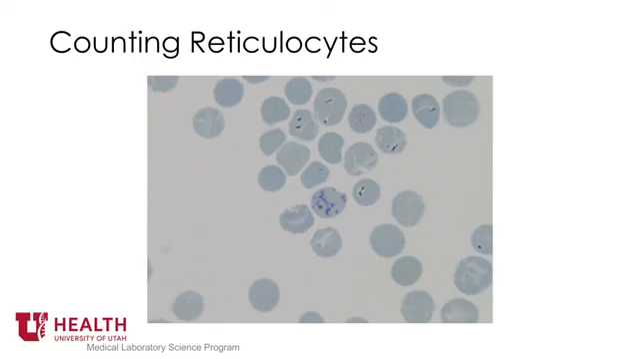Place the slide in the microscope using the 10x and 40x objective. Find an area where the cells are barely touching each other. Using the 100x objective, locate a single layer of cells. Begin counting red blood cells.